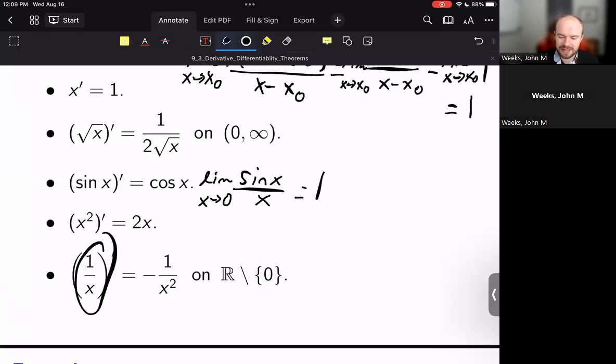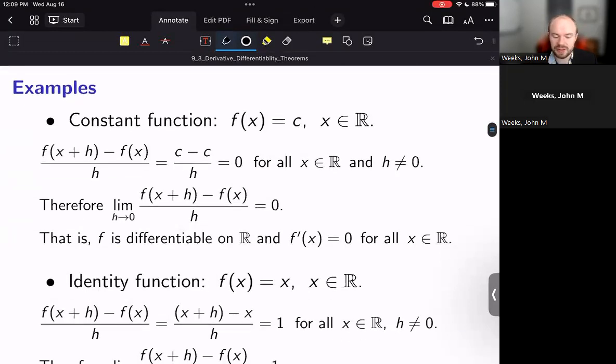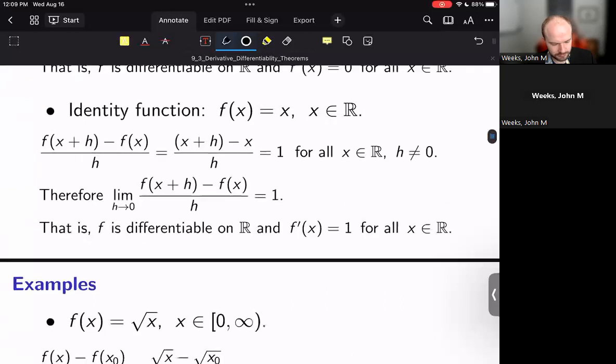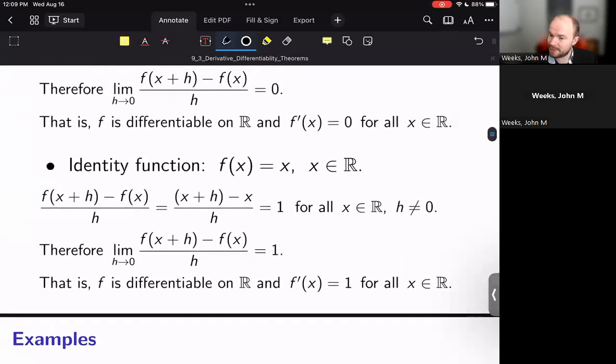as well as the derivative of 1 over x is negative 1 over x squared on its domain, of course. So we get to see here how some of these things work. I've already shown the one for the identity function. We have a similar thing here for the constant function, how to go through and actually find these derivatives here. So this is using that definition and taking limits wherever we need to.